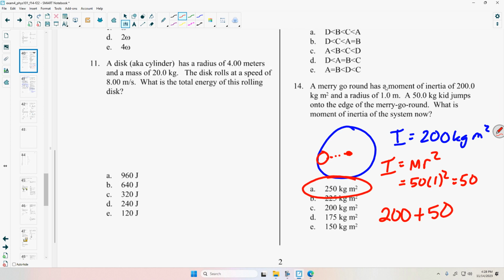Whenever I have two bodies come together, I just add their moments of inertia, just like we do with two bodies of mass. If two bodies of mass come together, I just add their masses together. A scalar quantity just adds like numbers. Yeah, Emily?